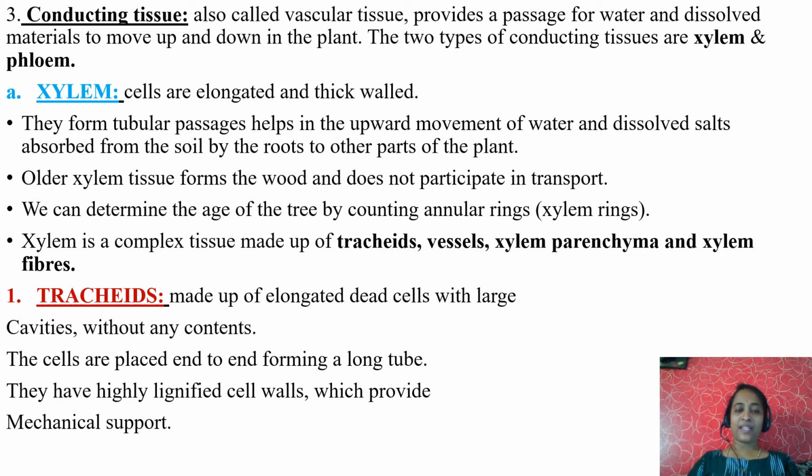Next, the cells are placed end to end, just like a drainage pipe, forming a long tube. They have highly lignified walls. The cell wall is made by what? Lignin, a complex sugar, which provides mechanical support. What is the function of tracheids? They provide mechanical support to the xylem elements.